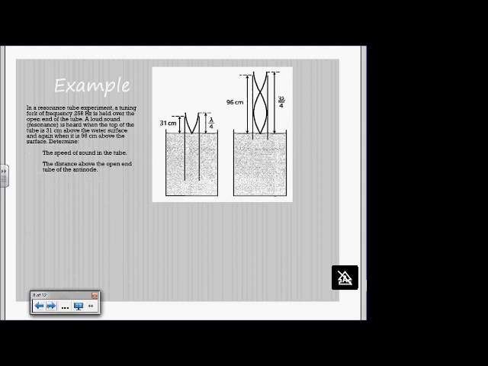We'll worry about that one in a moment. Let's have a look. I've just got a miniature version of it here. So the speed of sound, v equals f lambda. We've got the frequency, 256 hertz. We need to get lambda. So we've got 31 centimeters and we've got 96 centimeters.